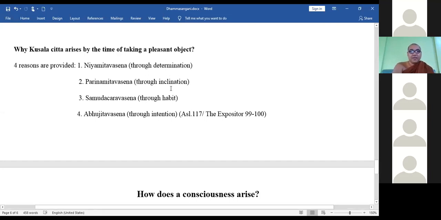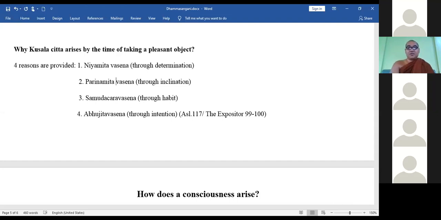It's interesting. Number one is niyamita vasena, through determination. We are determined to do good things. Whatever object we may encounter, either pleasant or unpleasant, our mind is determined. We make our own determination that whatever object it may be, I will look at it with a beautiful mind. That is niyamita.